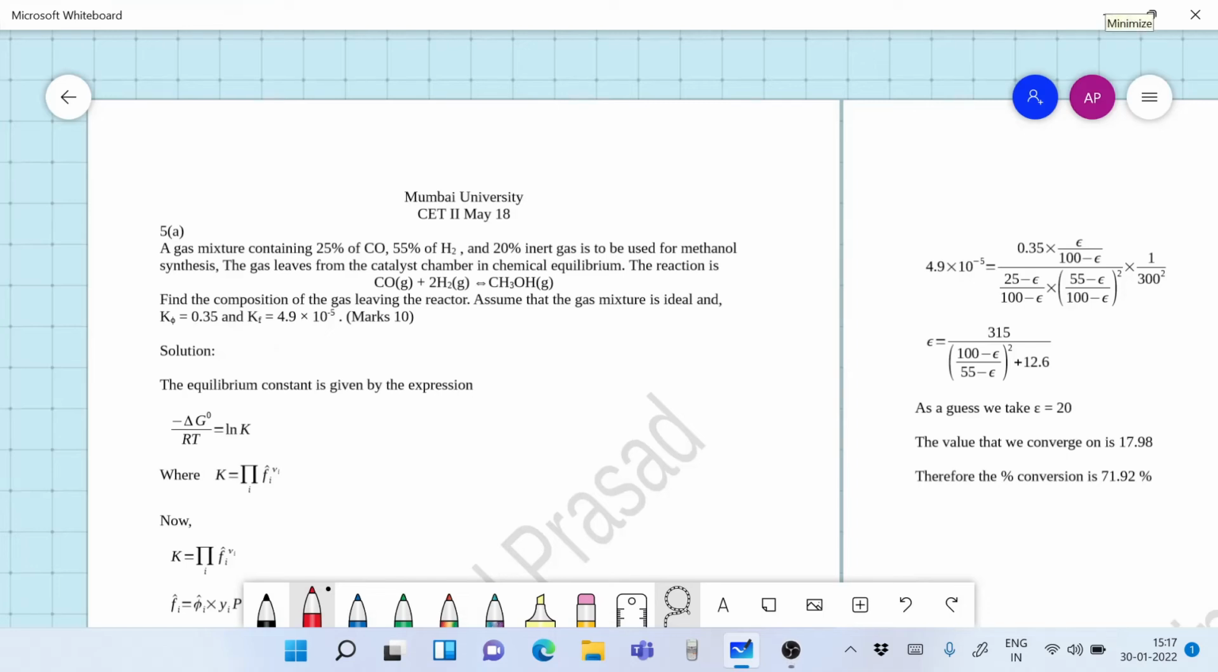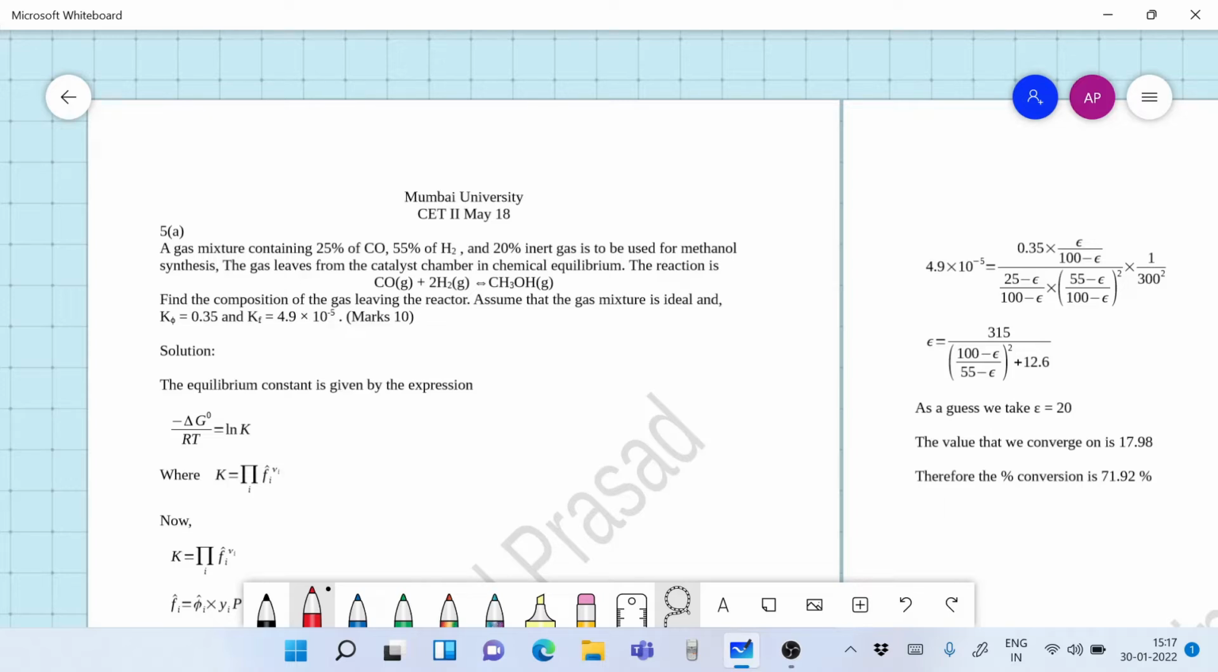Hello friends and welcome to another lecture on chemical engineering thermodynamics, and today we will be seeing a problem which has come in Mumbai University Chemical Engineering Thermodynamics 2 paper May 18, problem number 5A, and the problem is on your screen. Now this problem was for 10 marks.